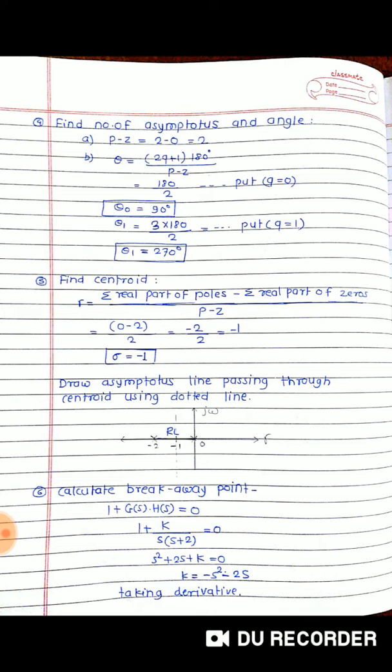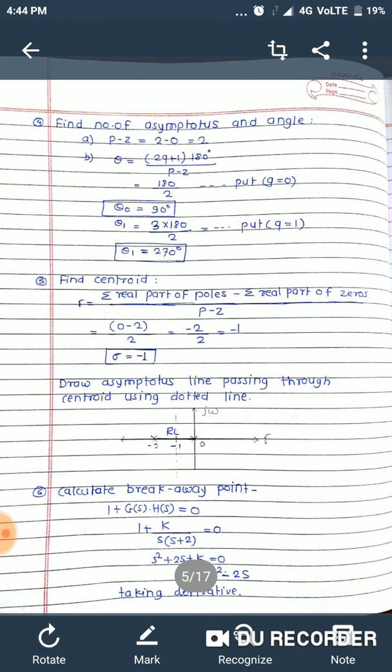For finding that, you have to first put q is equal to 0 and find out the theta. So after putting q is equal to 0 in the formula, theta is equal to 2q plus 1 in bracket 180 divided by p minus z. I'll get 180 divided by 2, so therefore theta 0 is equal to 90 degree. Then we'll find out theta 1. We'll put here q is equal to 1, so 2 plus 1 into 180 divided by 2, I'll get theta 1 is equal to 270 degree.